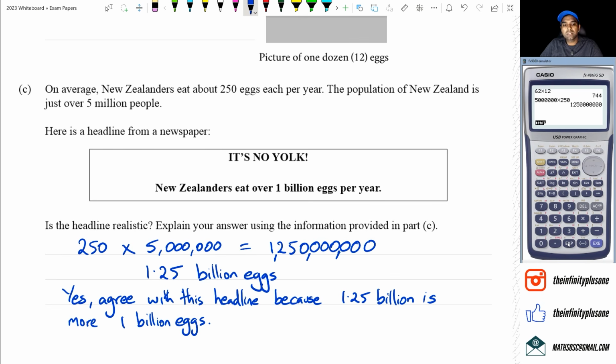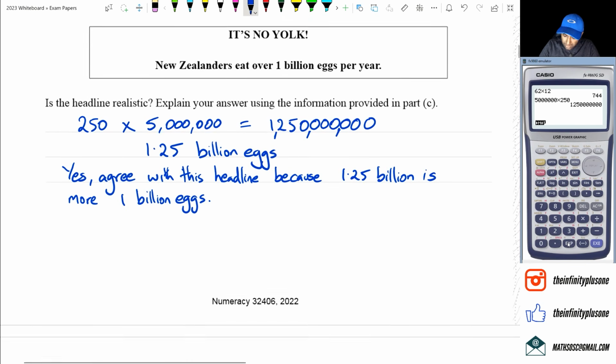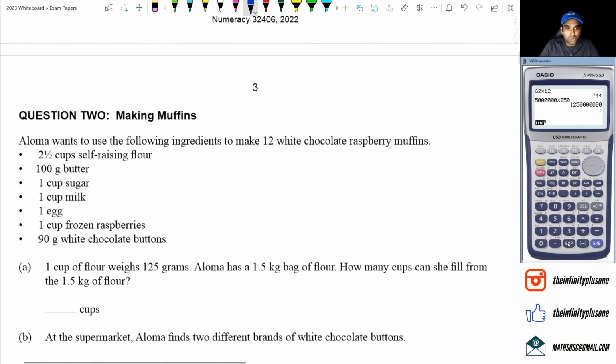Yeah, the statement says that people eat over 1 billion eggs per year. We've proven that it's roughly 1.25 billion eggs. Therefore, we agree with this headline, and we've actually proven it with the numerical values as well. All right, so that's question 1. We pop over to question 2.